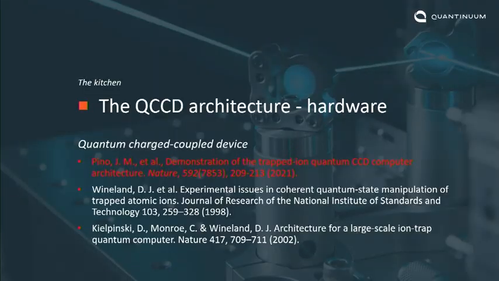Okay, so this is a hardware talk a little bit. Before I get into the so-called QEC recipes, let's talk about the kitchen and the ingredients we're going to use to do quantum error correction with. QCCD stands for Quantum Charge Coupling Device.